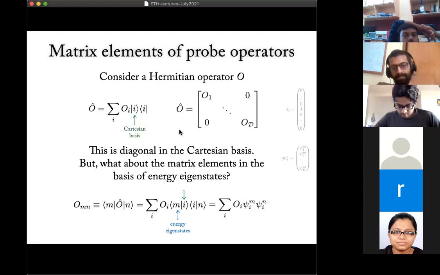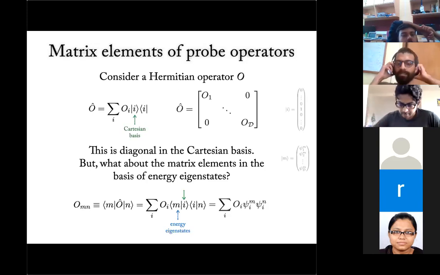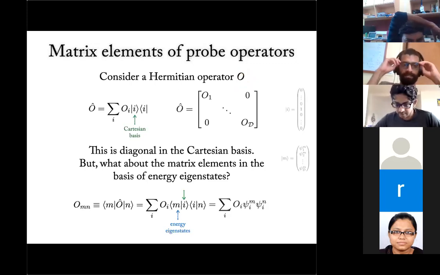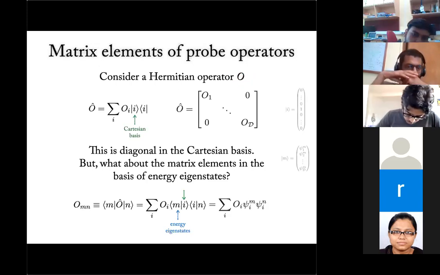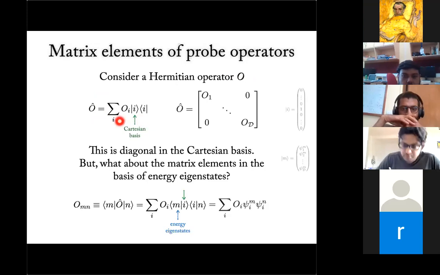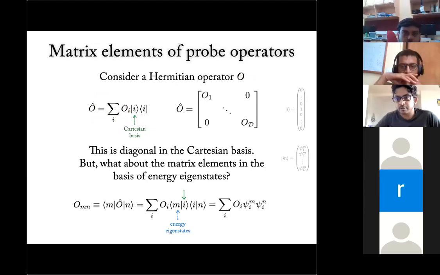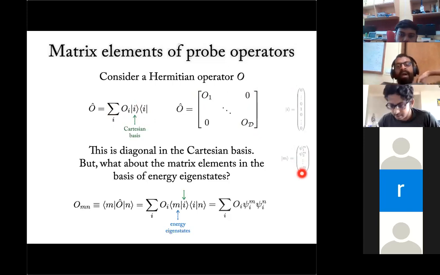Thanks. Okay. So we looked at the eigenvectors or the eigenstates of the system. So now let's look at operators. Eventually, we are interested in calculating correlation functions. So let's look at this operator O, which is this. It has its eigenvalues, O_i, okay? You can write this operator in the Cartesian basis, where the eigenvalues remain invariant. So in the Cartesian basis, which is this, whereas your random matrix basis, or the basis of energy eigenstates, is this.